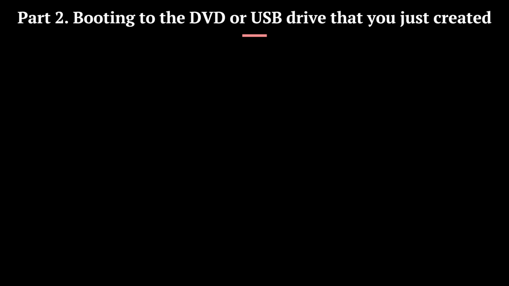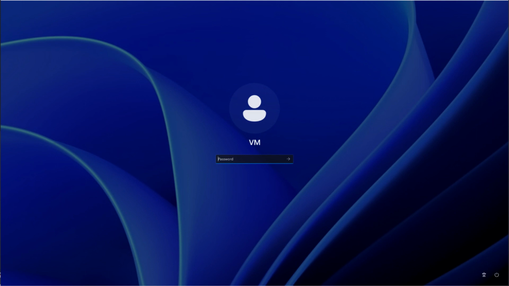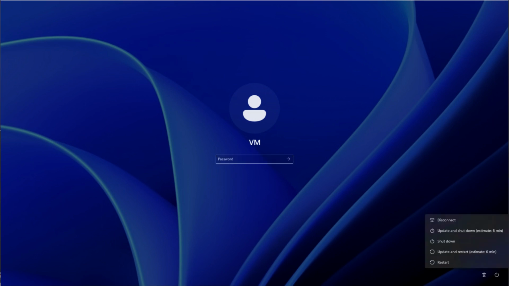Part 2. Booting to the DVD or USB drive that you just created. Back at the computer that you are locked out of, insert your new boot media, then click the power button in the lower right. Your menu will look different if you don't have updates pending like I apparently do. Hold Shift and click on Restart. Continue to hold Shift until you get the next screen.